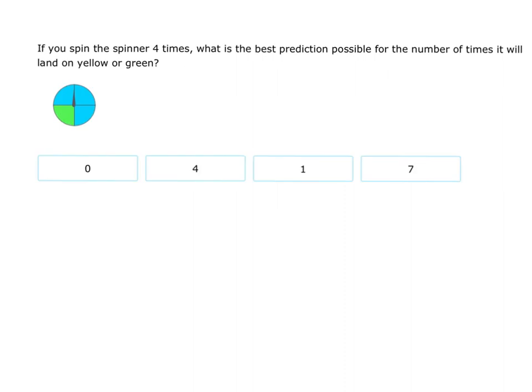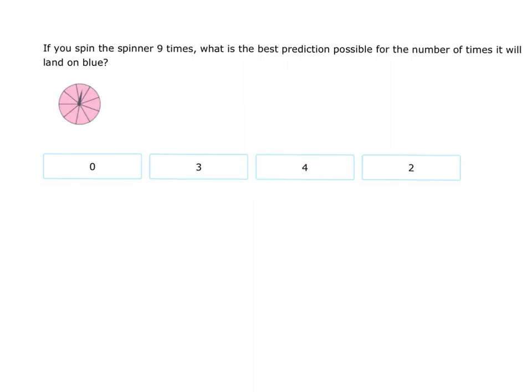If you spin the spinner 4 times, what is the best prediction possible for the number of times it will land on yellow or green? So we have 4 sections, so there are 4 outcomes: blue, blue, blue, and green. What is the best prediction possible for the number of times it will land on yellow or green? Well, there's only 1 out of 4 that fits either yellow or green, so 1 is our best prediction.